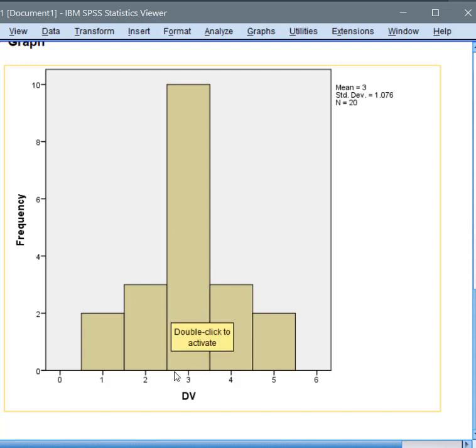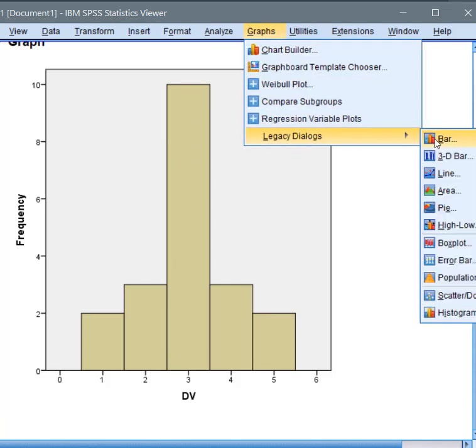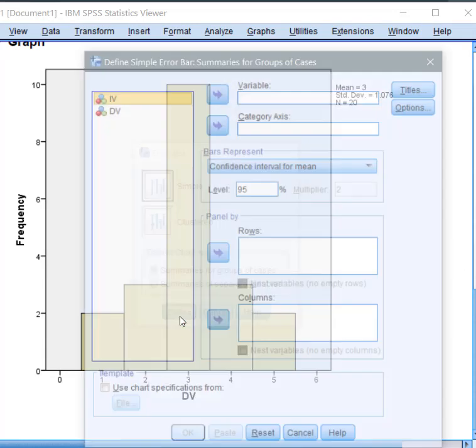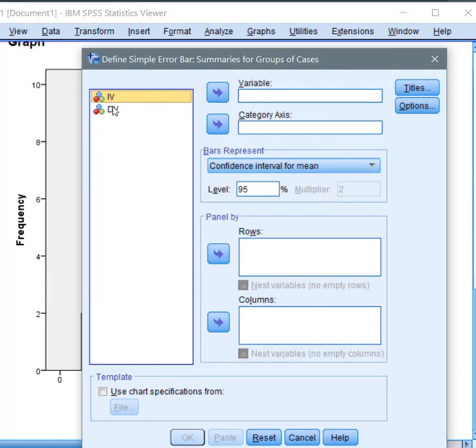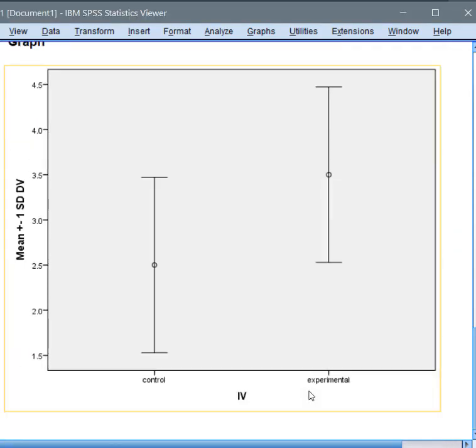Okay, question 3, do an error bar for the dependent variable grouped into cases by the IV. So I got to go to Graphs, Legacy, Error, and it's like the previous ones, it's a summary of groups of cases. So in this case, I'm going to do the DV and group them by the IV, which is the experimental condition. And I'm going to remember to change the bars to standard deviation with a multiplier of 1, and then hit OK. And there I have my error bars graph. So I'm comparing the control and the experimental.